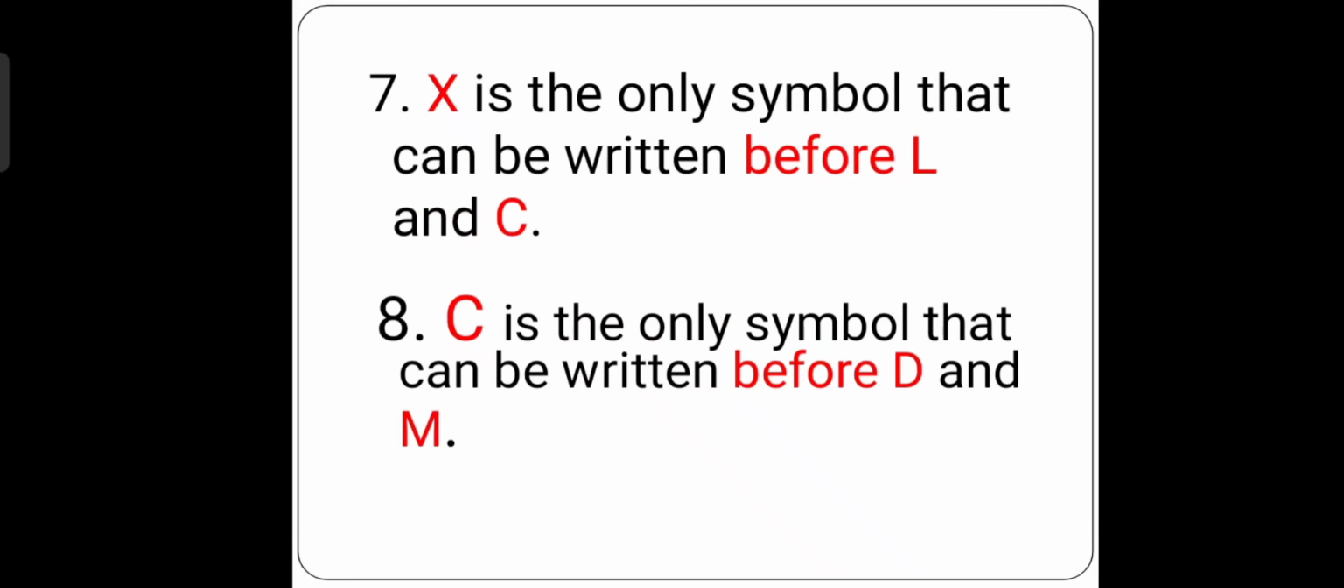Okay, next. X is the only symbol that can be written before L and C. Okay, unsa ray atong masuwat before sa L og C? Letter X. Okay, letter X. Ang ma-write nato sa V ug sa letter X is I. Ang masuwat po nato before sa letter L o letter C is only X. Okay, always remember, ang mauna ra jud sa L o sa C is X.